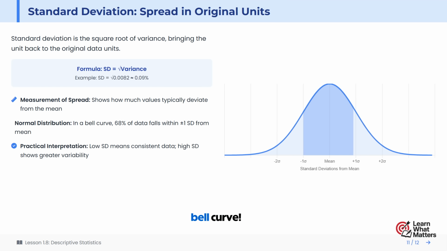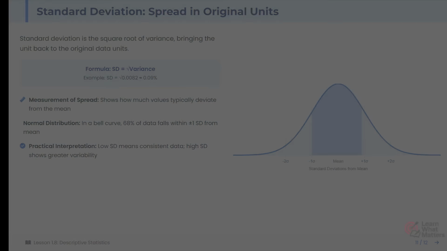And check out that bell curve. For tons of data in the real world, about 68% of all your data points will fall within just one standard deviation of the mean. This is a huge idea. It tells us how normal our data spread is. So, to put it all together, variance finds the mess, and standard deviation cleans it up and puts it in units we can actually understand.